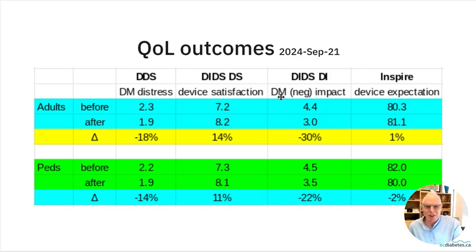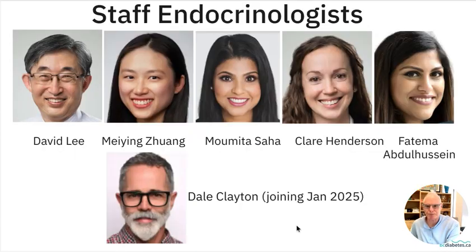In diabetes impact, the negative side has fallen by 30%. This I find impressive, and this is what resonates when we talk to our clients. Device expectation with Loop started out high at 80% and continued to be high. So I think what that means is that the device expectation was met. In children, the results are very similar, with lowering of diabetes distress, rise in device satisfaction, a fall in negative impact, and high levels of device expectation.